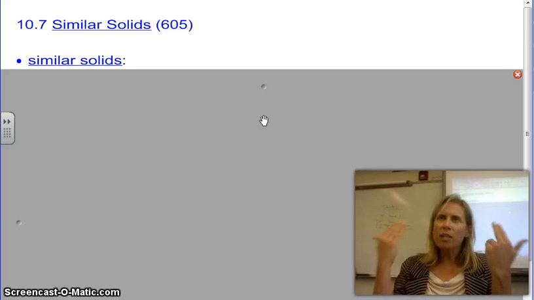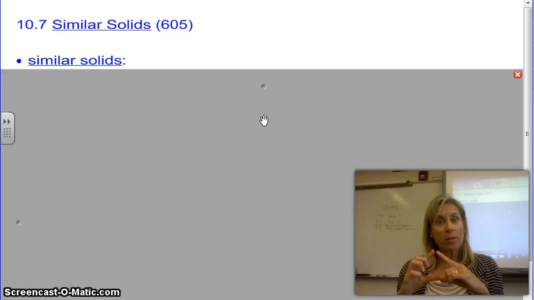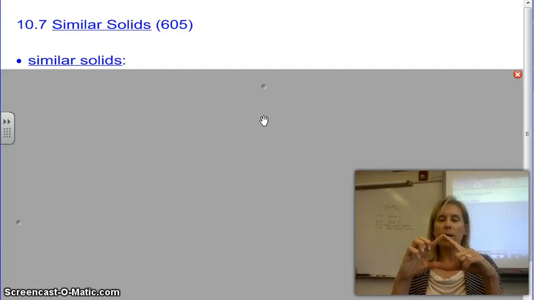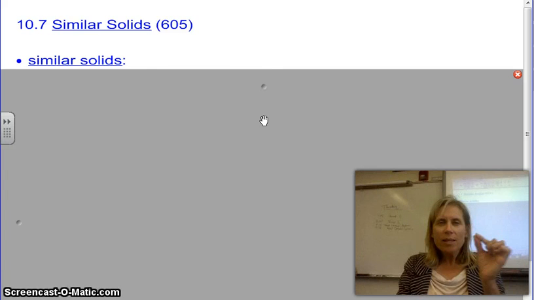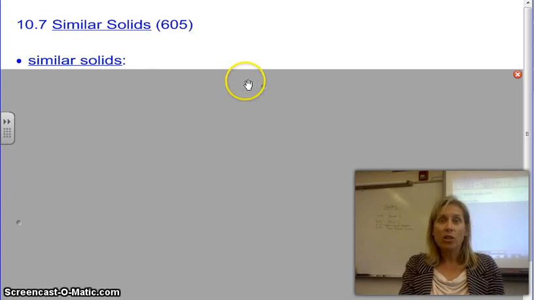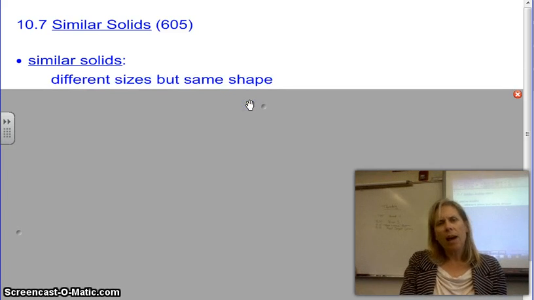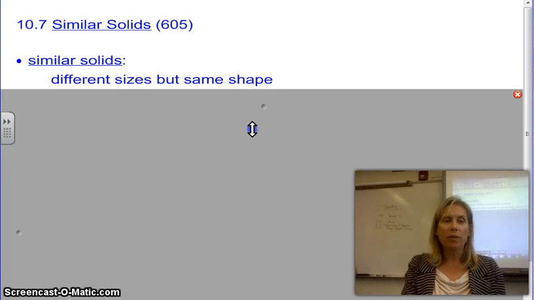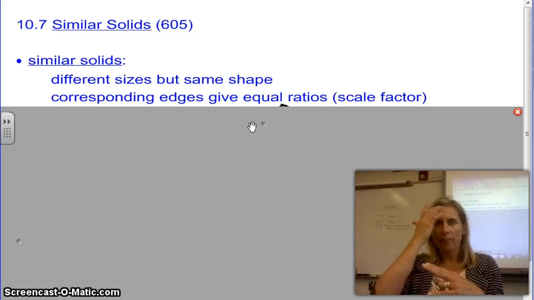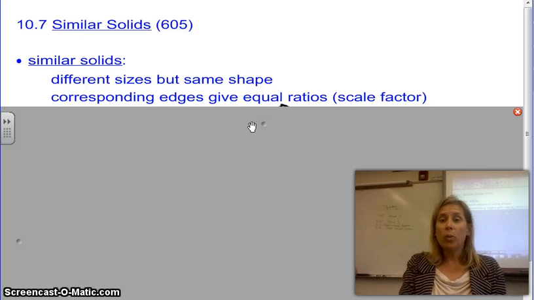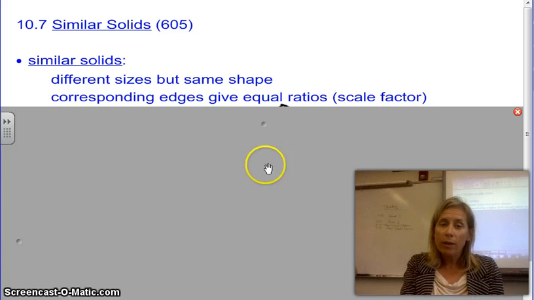And so when we think back to our polygons, if we had two triangles that were similar, we might have one that looks like this and one that looks like this, right? So what is the same is the shape. The size could be different. So similar solids have the same shape, different sizes. We will find that the corresponding edges have equal ratios. And that helps us find a scale factor, just as we did with the two-dimensional figures.